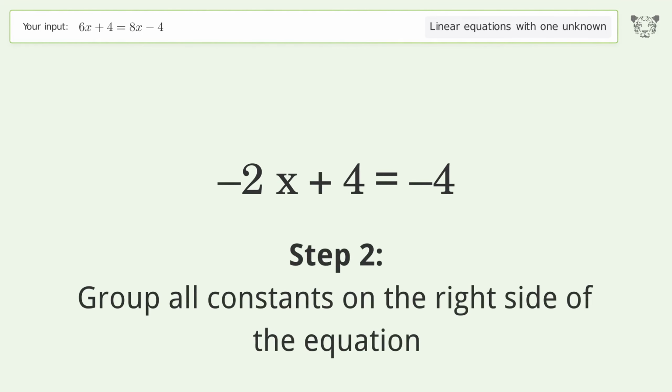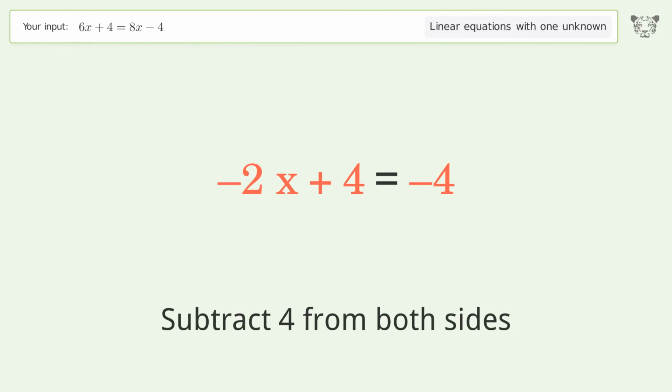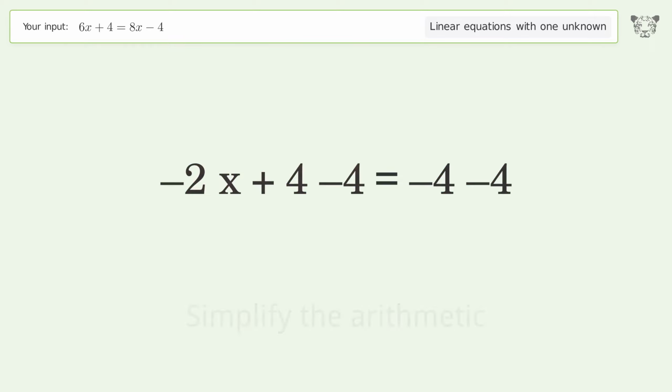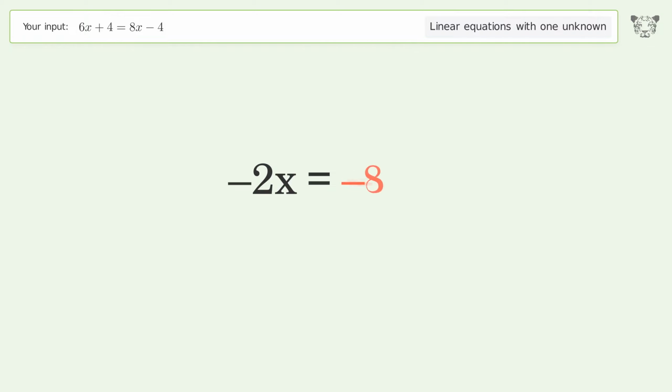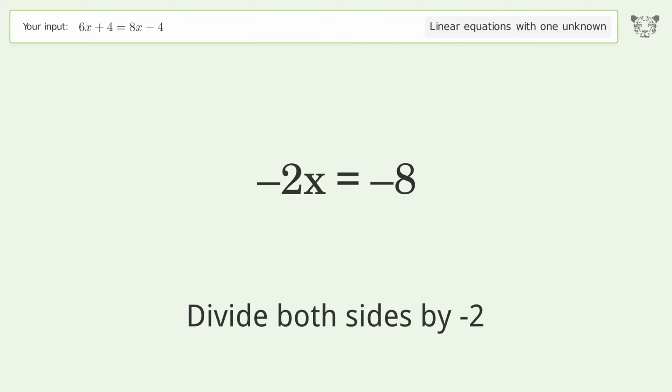Group all constants on the right side of the equation. Subtract 4 from both sides. Simplify the arithmetic. Isolate the x. Divide both sides by -2.